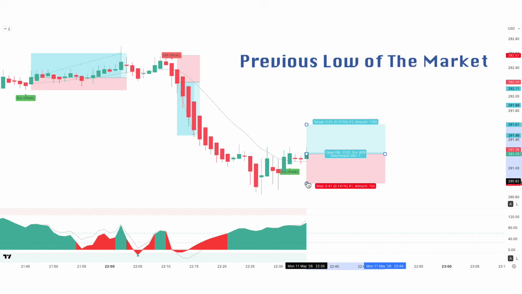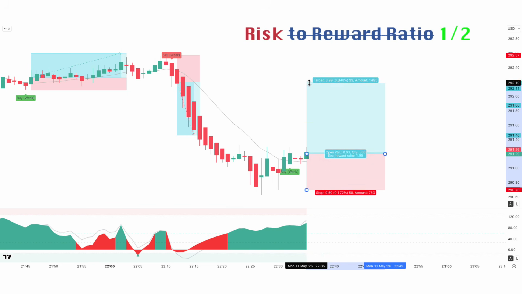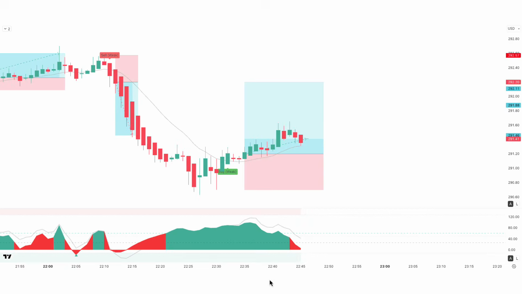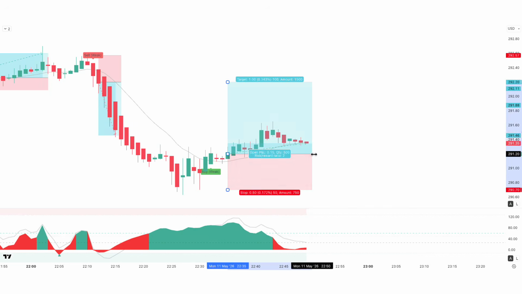Our stop loss is to be placed at the previous low of the market, and the risk to reward ratio will be 1:2. Let's see what happens to our trade. Our trade is running in profit.